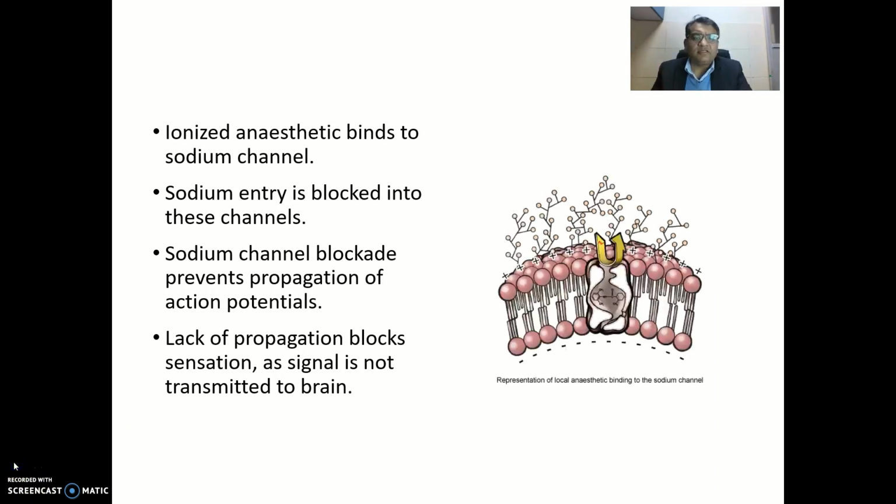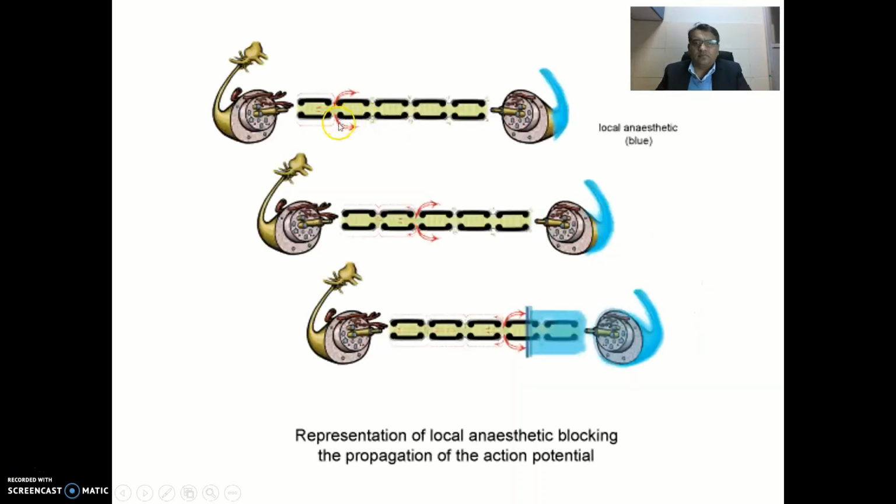On the right, this is the diagrammatic representation, that is, the local anesthetic has been bound to the sodium channel. Now these have been blocked, and so this action potential is not going to travel further. In this diagram, you can see that action potential is traveling, and here it is going a little further. Now when it comes across the local anesthetic solution, which is shown in the blue color, the propagation of action potential will stop, and hereby the sensation is stopped here.